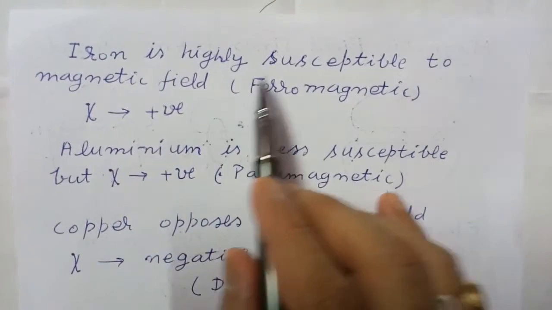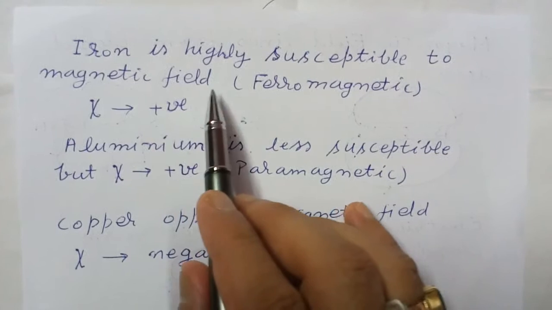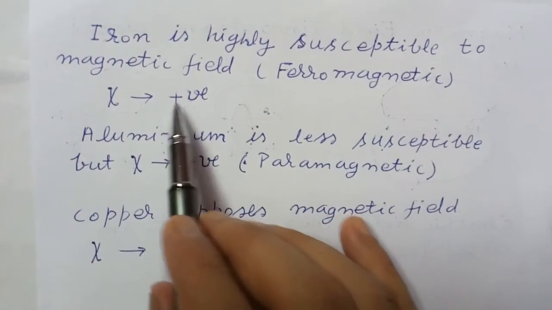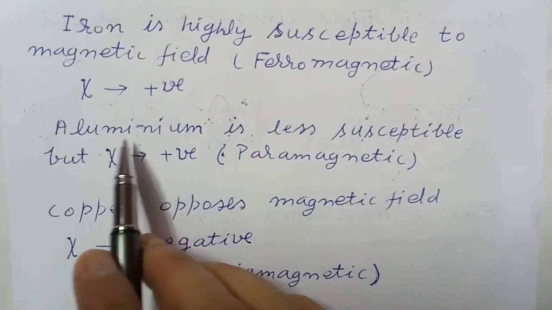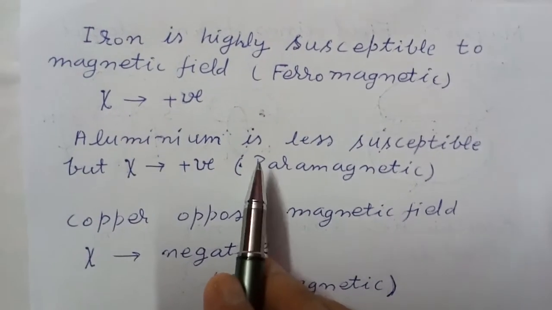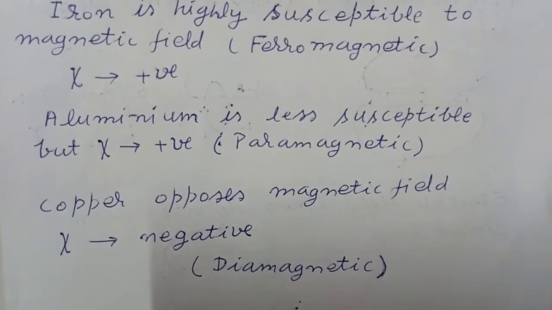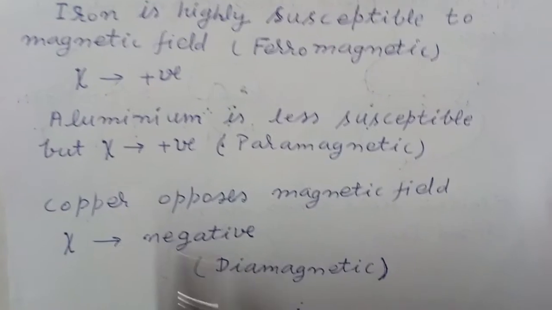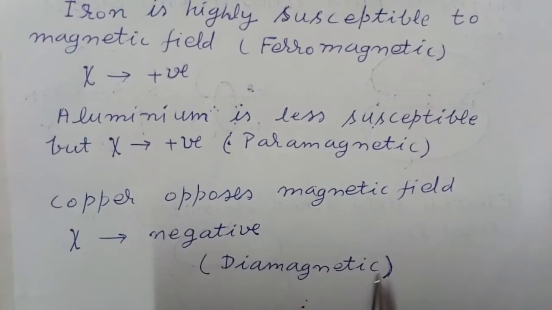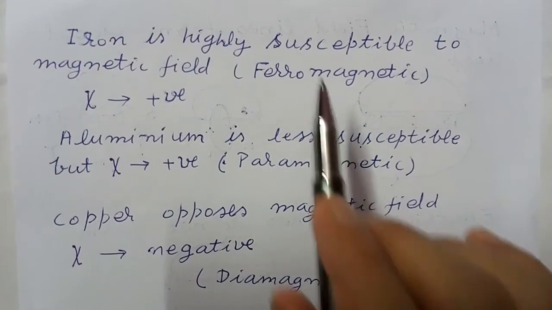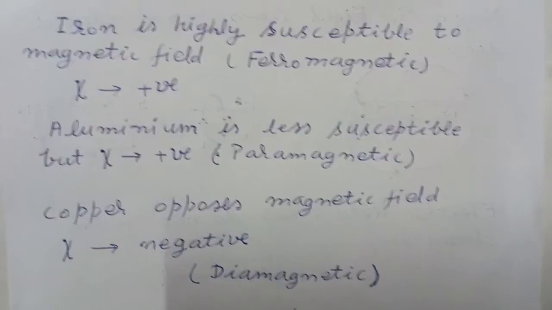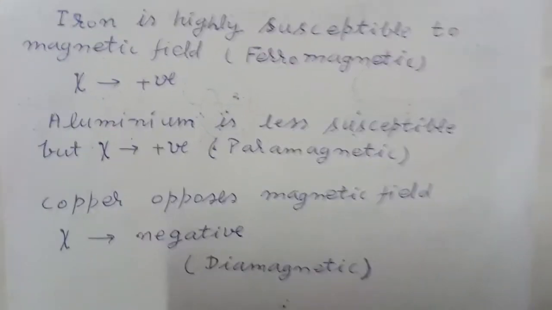Now iron is highly susceptible to magnetic field. Iron is a ferromagnetic substance. So chi for iron is very high and positive. For aluminium, this chi is positive but small. So aluminium is a paramagnetic substance. And for copper, this chi is negative because copper opposes magnetic field. So copper is a diamagnetic substance. We will learn about ferromagnetic, paramagnetic and diamagnetic substances in coming videos.